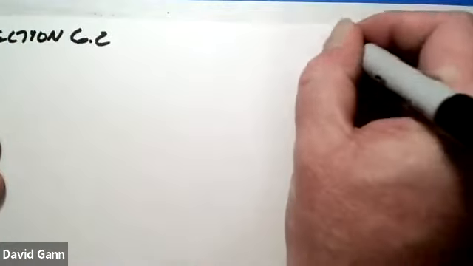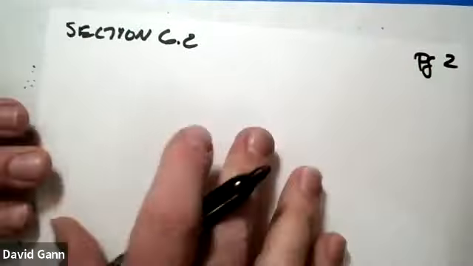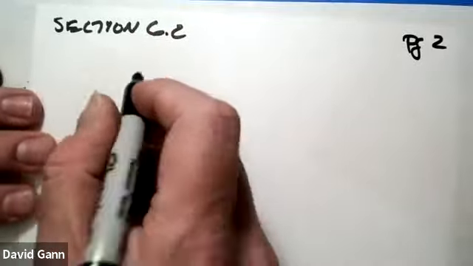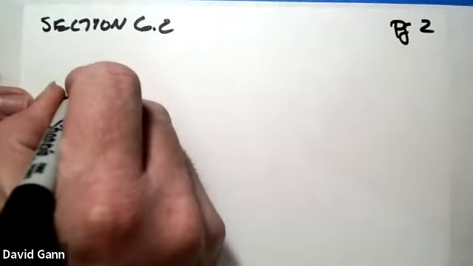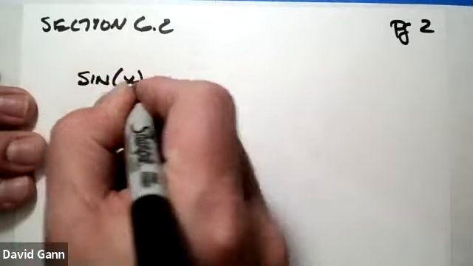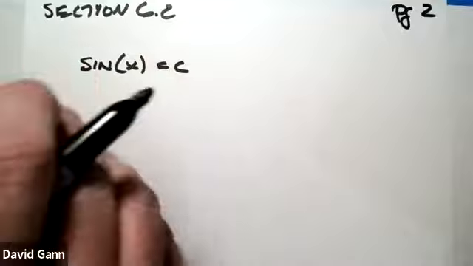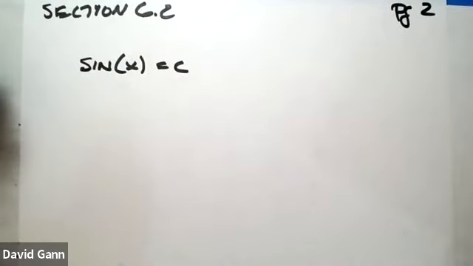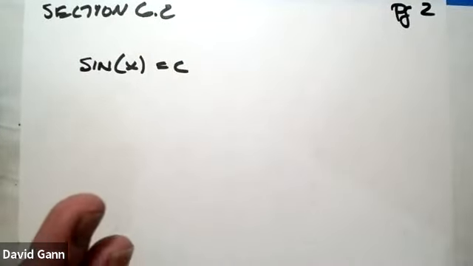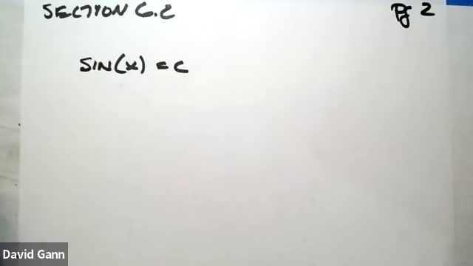So recall, if you end up with a situation where you've got, let's just start with one and say, sine of x is equal to c. We already know that means the principal root is x equals the inverse sine of c. And the alternate root is the supplement to that angle.